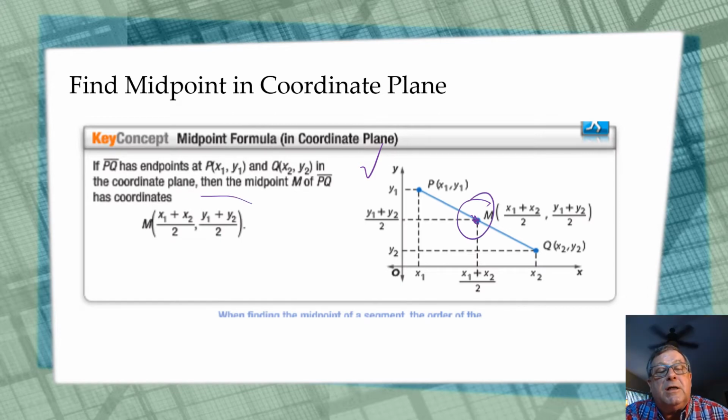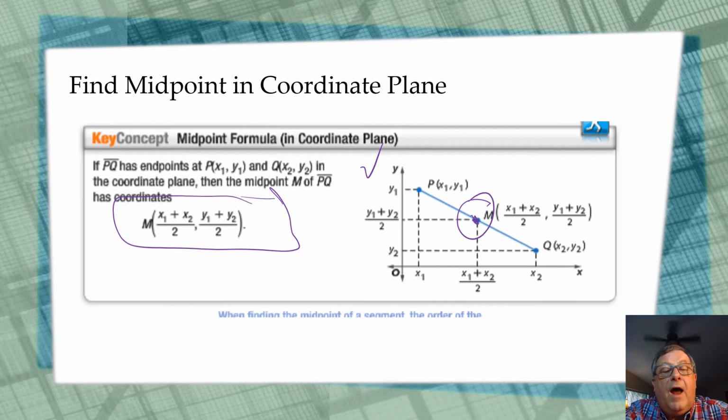And here you see a formula for finding the midpoint in the coordinate plane, where M is the midpoint. We take x1 plus x2 divided by 2. That gives us the x coordinate. The y coordinate is y1 plus y2 divided by 2. And let's do a little practice.